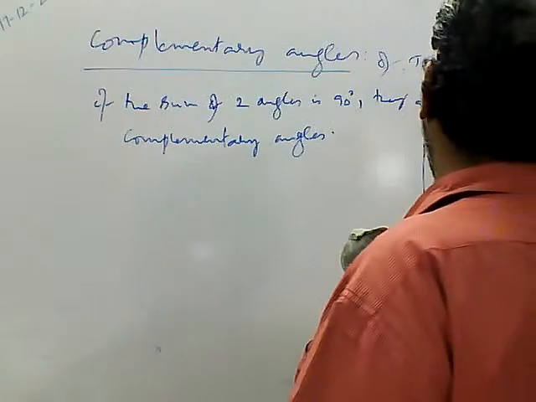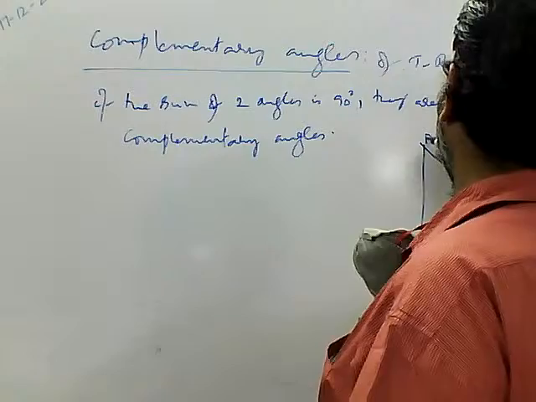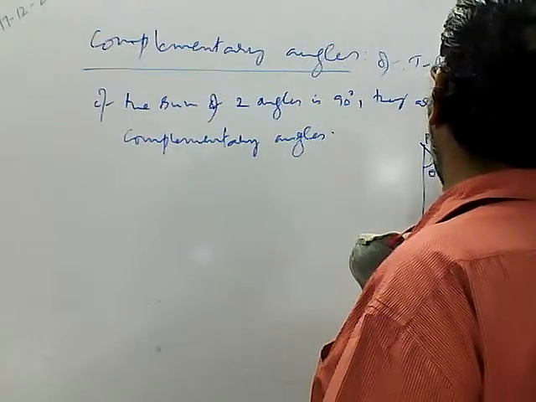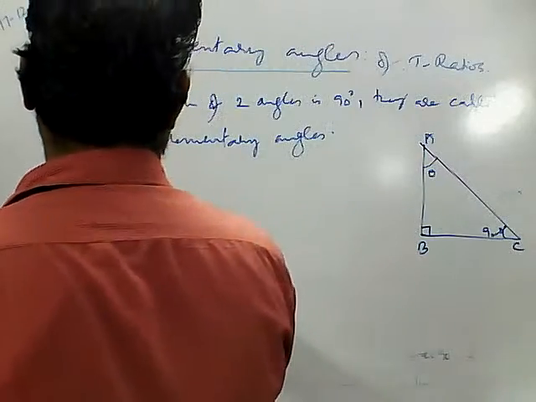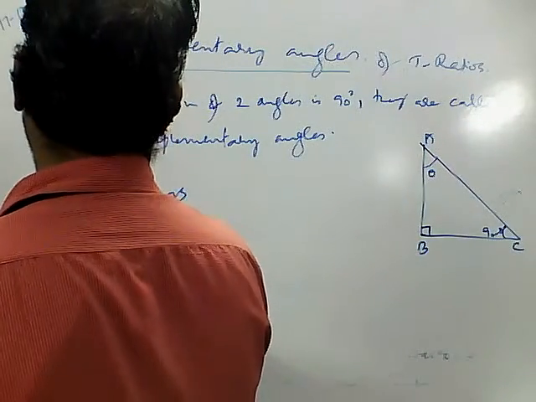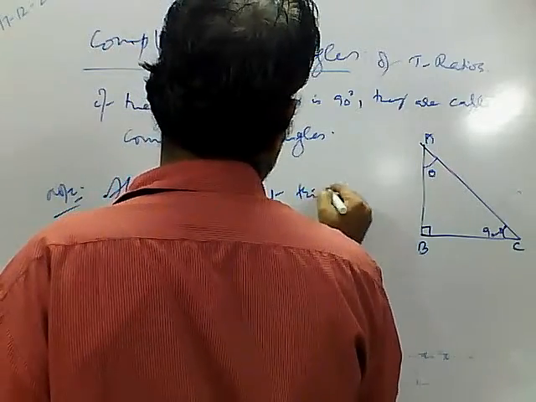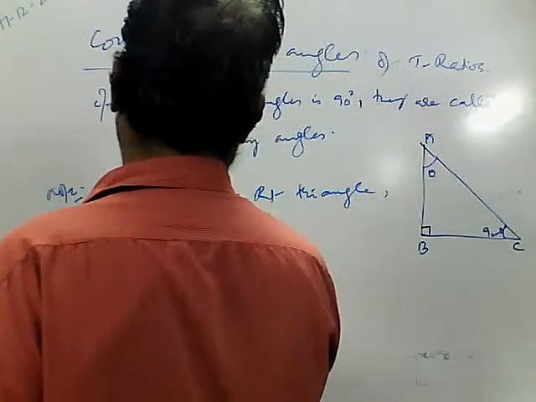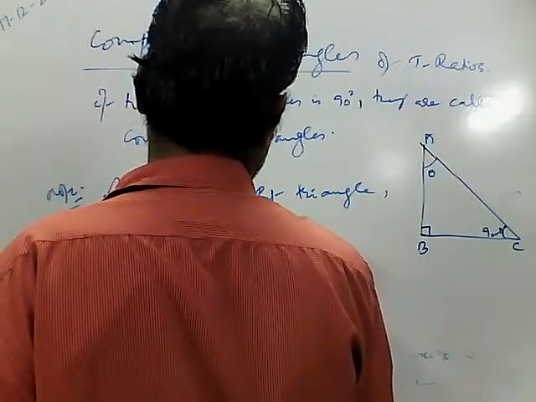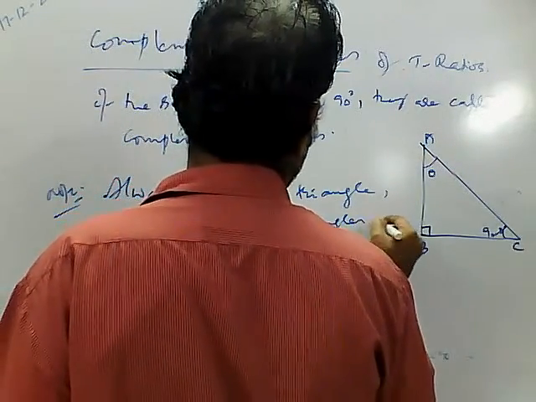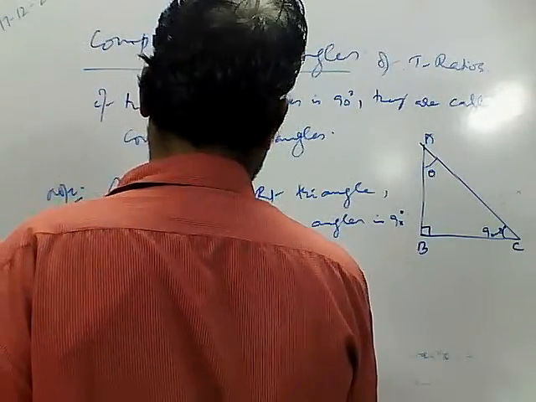Now you see here, in a right triangle, if this is 90 and this is theta, automatically this is 90 minus theta. Always note, in a right triangle, the sum of two acute angles is 90 degrees. Therefore, they are complementary to each other.